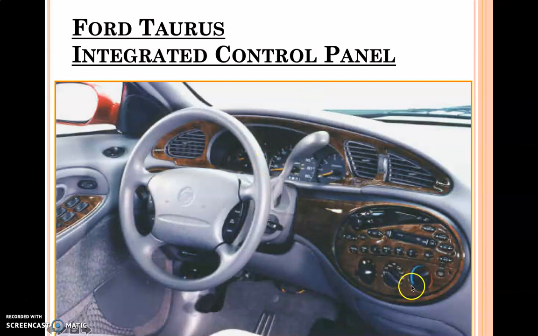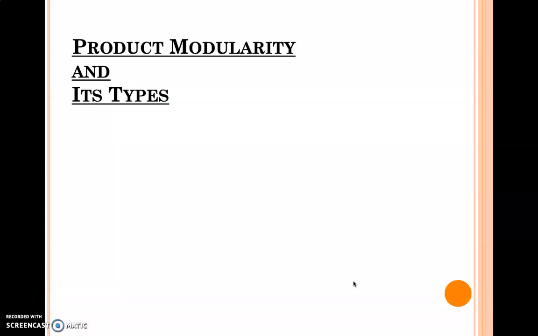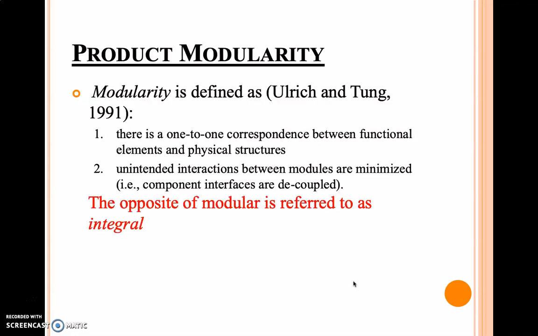As you can see here, there are various things which can be used for many purposes or many functions. Similarly, now we are moving towards product modularity and its types. Modularity is defined as one-to-one correspondence between functional elements and physical structures, where unintended interaction between modules is minimized. The opposite of modular is referred to as integral.